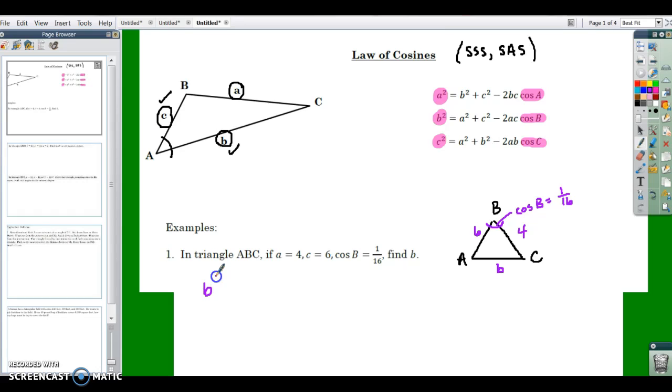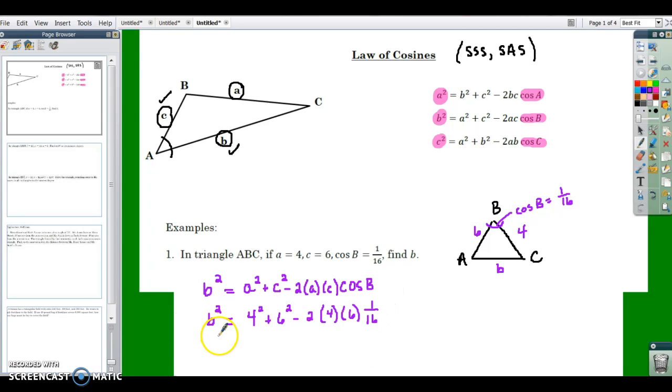Okay, so I've got my bookends, b squared, and I've got cosine of B. So my formula says this. b squared is the sum of the squares of the other two sides minus 2 times the product of the other two sides times the cosine of the angle. So from here I can just fill in my missing parts. I've got b squared is equal to 4 squared plus 6 squared minus 2 times 4 times 6 times the cosine of B, which is 1/16.